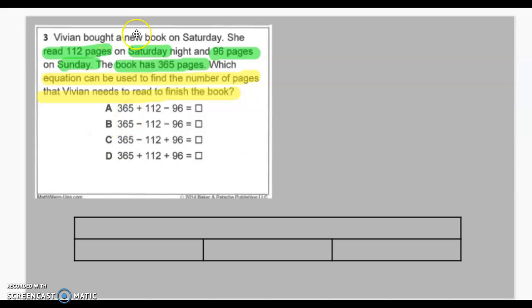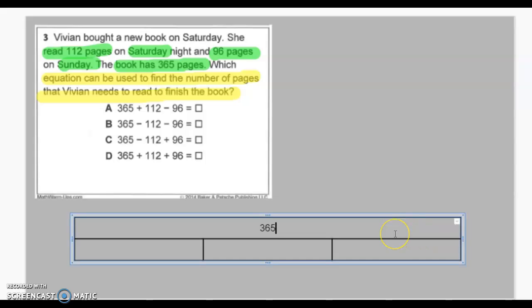So what does this information tell us? Well, I know my book has a total of 365 pages. She's already read some on Saturday and some on Sunday. And I'm trying to figure out how much she has left. So I have a strip diagram down here, and I'm going to plug my numbers into my strip diagram to help me determine what this is going to look like.